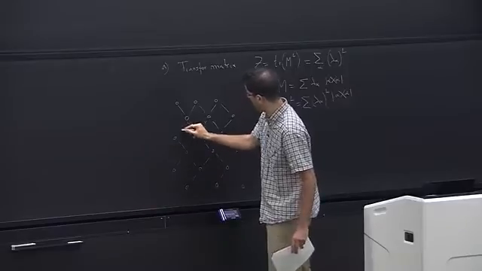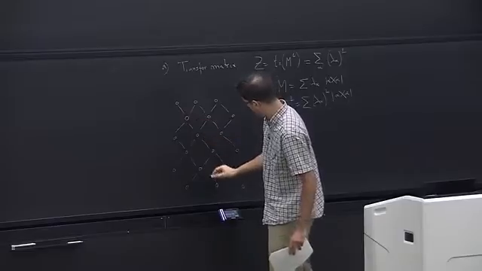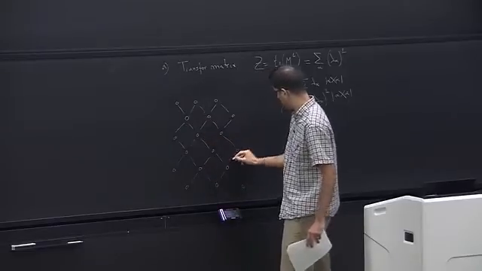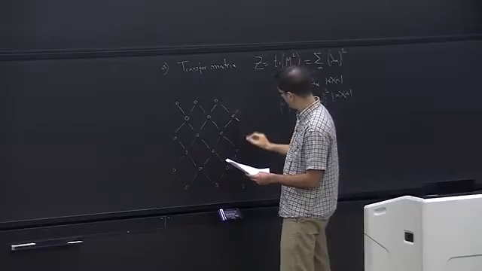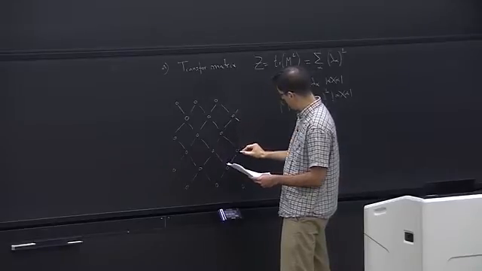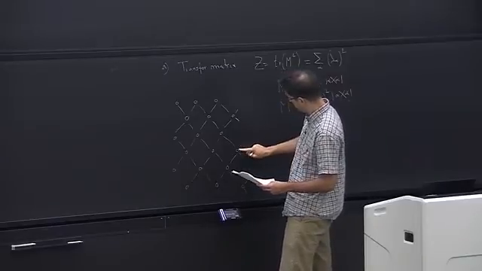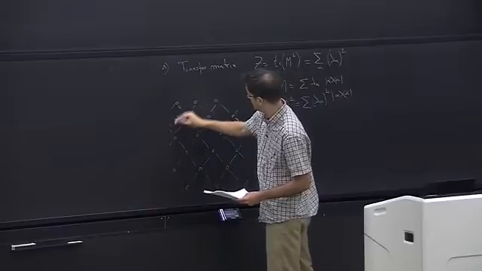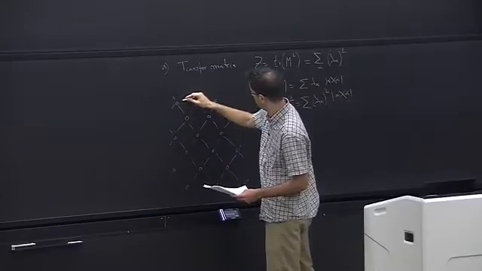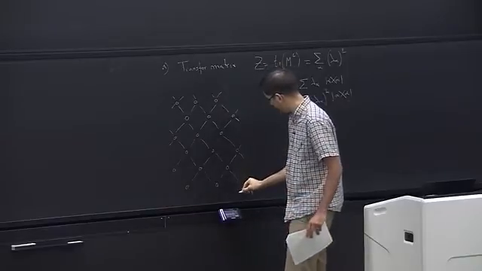Right? Each line denotes a nearest neighbor pair. Okay, and then I have some form of periodic boundary conditions, which means that this one is nearest neighbor with this one, and so on. Okay? I have periodic boundary conditions in all directions.